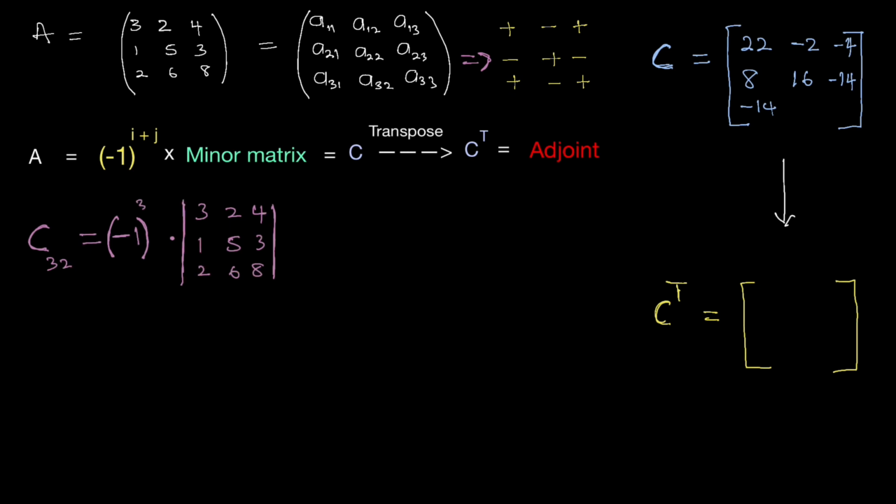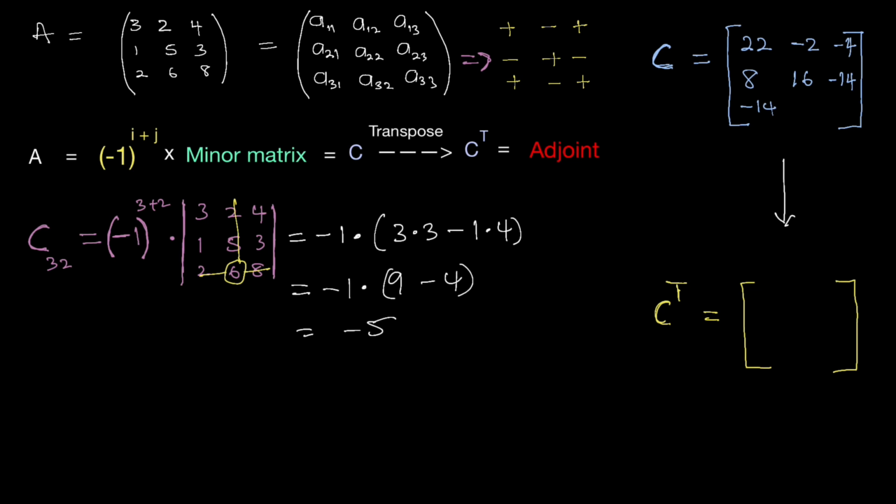The cofactor element 3, 2. 3 plus 2, that's 5, and that means it's going to be negative, because 5 is an odd number. Minus 1 to the power 5 is minus 1. And minus 1 times the element, which is 6 in this case, horizontal line and vertical line. Any element not on the line will be the minor matrix element. So that is the minor matrix. I now need to find the determinant of that. That'll be 3 times 3 minus 1 times 4. 3 times 3 is 9 minus 4, and that would be minus 5. So I need to populate that with minus 5.